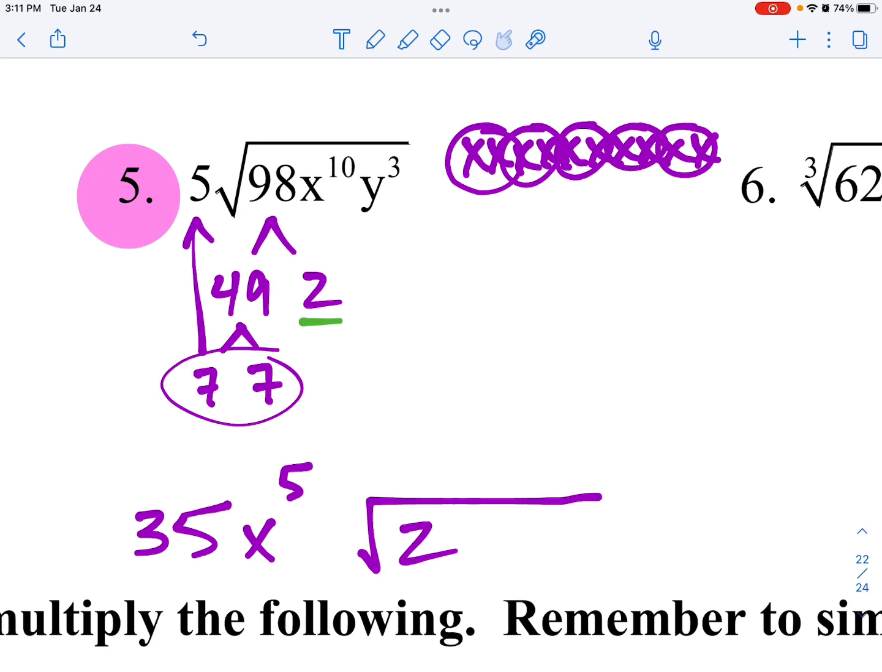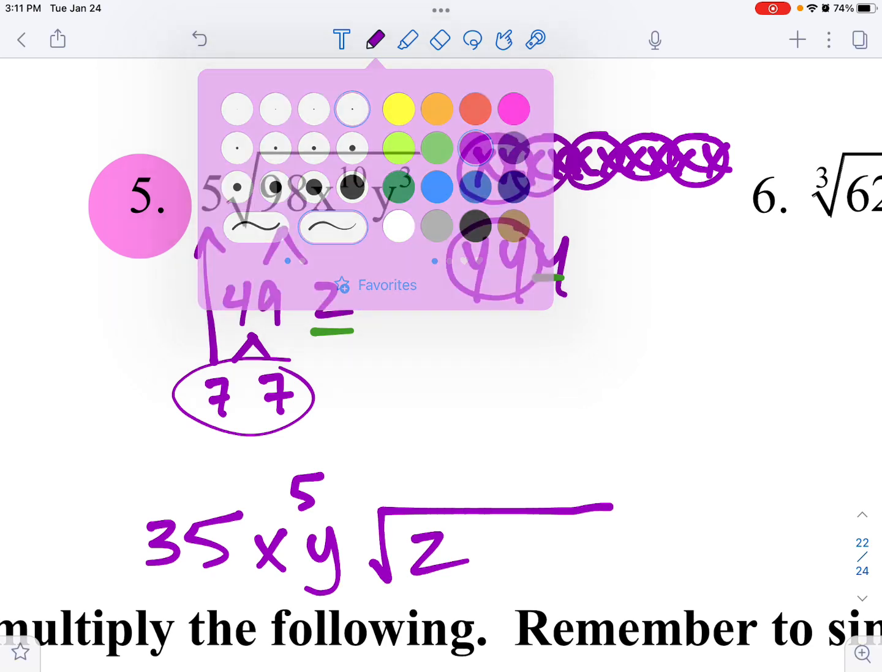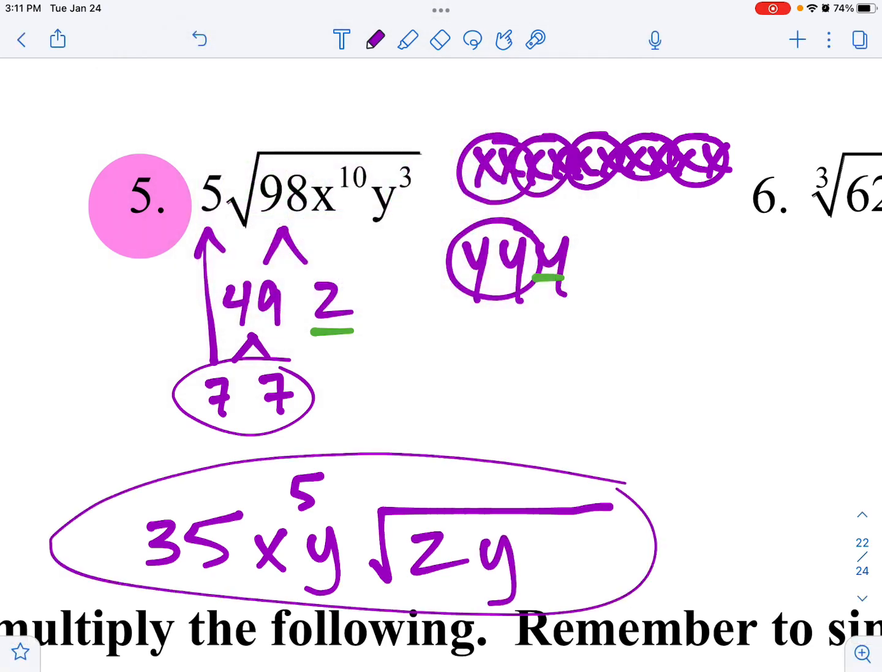I'm going to do the y's also. There's 3 y's. What that means is y times y times y. I'm looking for groups of 2. There's one group of 2, so y to the 1st. Do you need the 1? No. I'll erase it. But then this y right here that didn't get circled, that one has to stay in. So there's my final answer, okay?